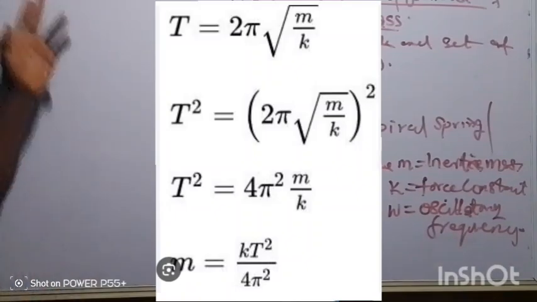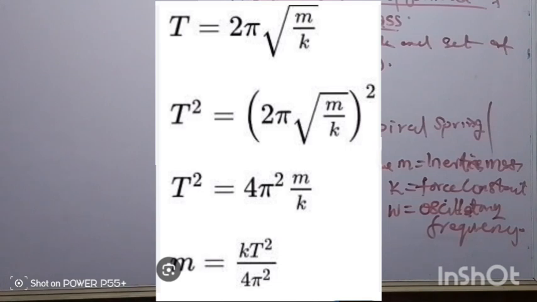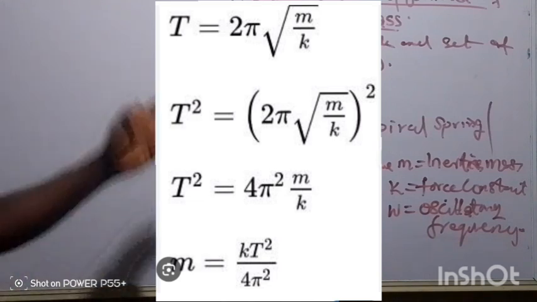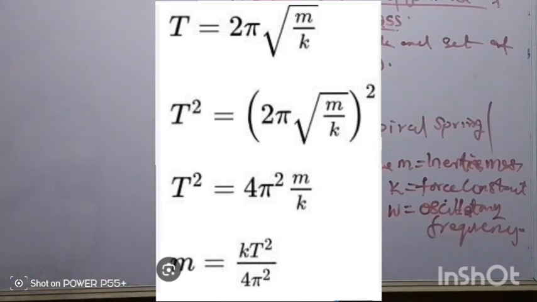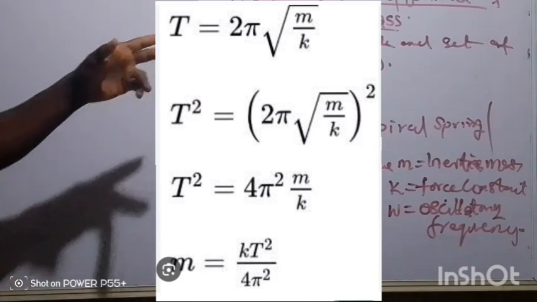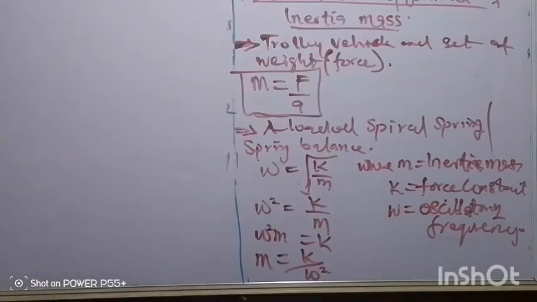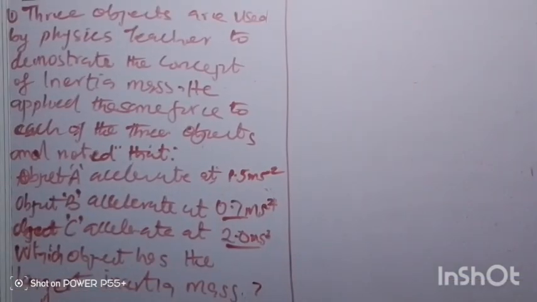The period of oscillation, that is the capital T of that loaded spiral spring, is used to determine our inertial mass also. That is according to what we have on the screen. So the inertial mass also can be measured and we arrive at the formula on the screen. Let's look at examples under inertial mass.